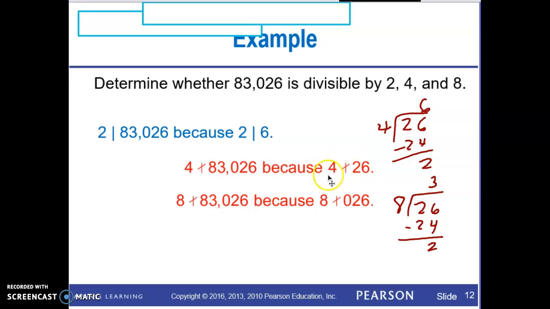On the other hand, because 4 was a no, because 4 does not divide 26, I didn't even have to check 8. I knew automatically that 8 would not divide 26 because 8 is a multiple of 4. So if 4 does not divide into a number evenly, then none of its multiples divide into that number either. So I could say 12 does not go into this number, 16 doesn't go into it, 20 doesn't go into it. No multiple of 4 will go into it because 4 itself didn't go into it.